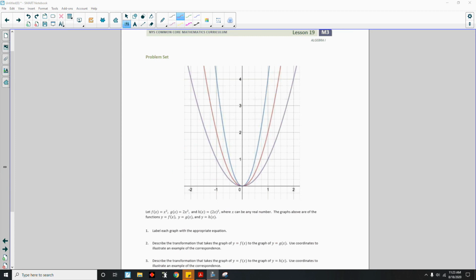Page 6 brings us to the end of lesson 19. Go to your problem set.